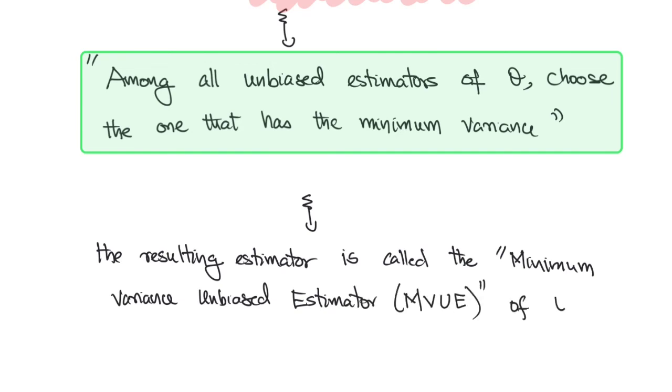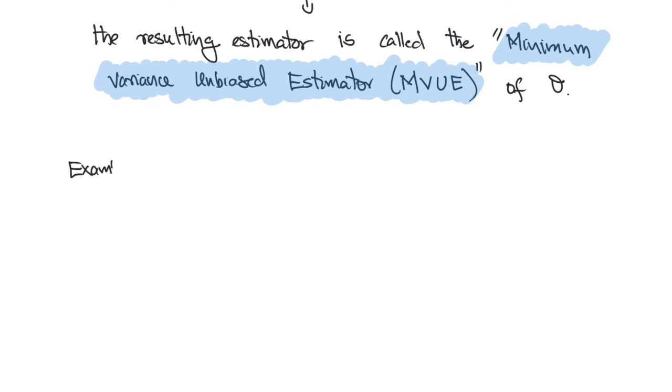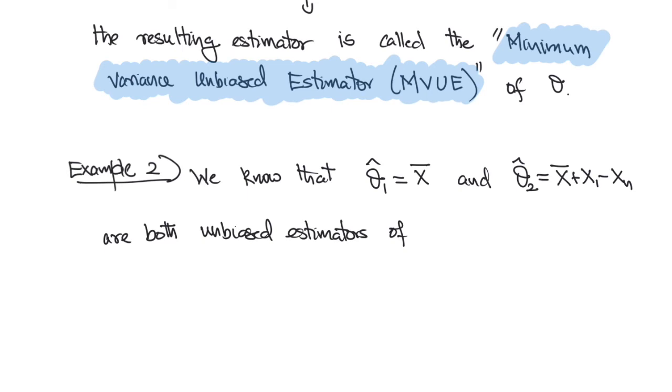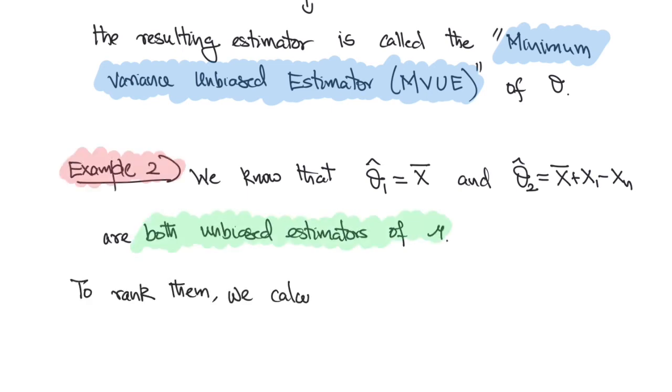To make sense of this principle, let us revisit example 2. So we know that theta 1 hat defined as the sample mean and theta 2 hat defined as the sample mean plus the first observation minus the last observation are both unbiased estimators for the population mean. To rank both of these estimators, we would calculate the variances of theta 1 hat and theta 2 hat. This calculation goes as follows.